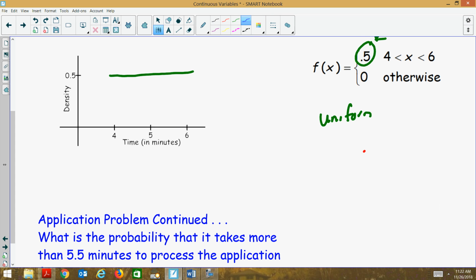So let's finish this problem in this last example. What is the probability that it takes more than 5.5 minutes to process the application? So we need to look for 5.5, which is between 5 and 6. And then we need to draw the area under the curve. What kind of shape is this? Well, it's a quadrilateral. More specifically, it's a rectangle. So we use the area formula of base times height. The height goes from 0.5, so from 0 to 0.5. The base goes from 5.5 to 6.